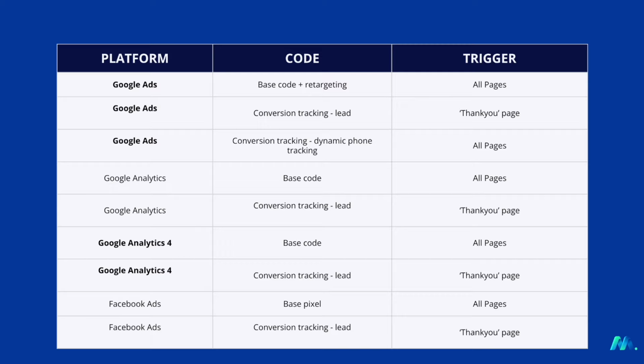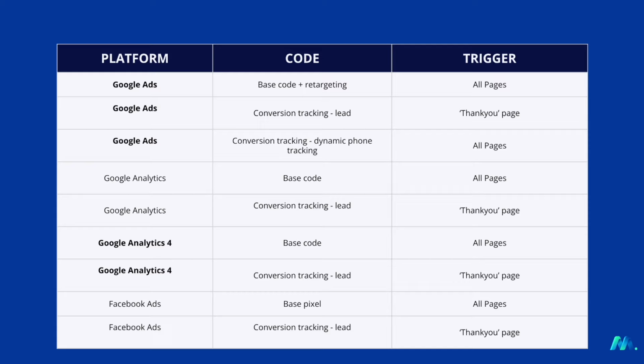So for example, Google Ads, we're going to have the base code or the retargeting code, which will trigger on all pages. Google Ads as well will have a conversion tracking for a lead that will trigger on a thank you page. Google Ads, once again, this is more of a nuanced one, more for Google Ads advertisers, but dynamic phone tracking. Once again, this will fire on all pages. And the reason why it fires on all pages, I'll explain later.